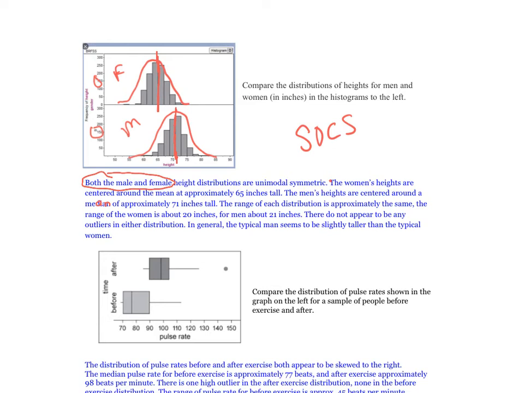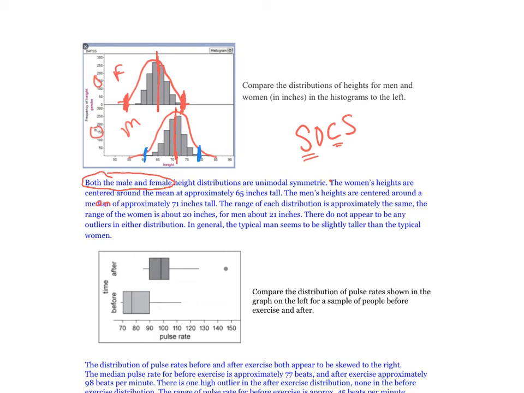Then I said, so I mentioned shape and center. Now I should mention spread. So I said the range of each distribution is approximately the same. The range of women is about 20 inches, and you find that by looking on the graph between here and here. And then I said for the men it's about 21, and again you find that one by looking on the graph between somewhere around there to somewhere around there. Okay, actually it's, yeah, right there.